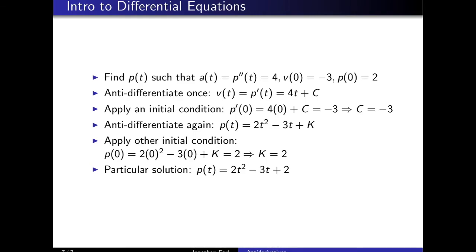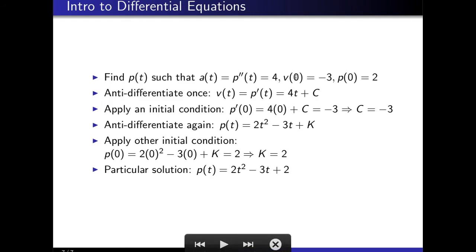Okay, so for the second example, we'd like to find a position function so that the acceleration is equal to 4, the velocity at time 0 is equal to minus 3, and the position at time 0 is equal to 2. So the first thing we'll do is anti-differentiate the expression. We have a is equal to 4. If we find the antiderivative, we're going to come up with the velocity function, the first derivative of position, and that will be 4t plus an arbitrary constant c.